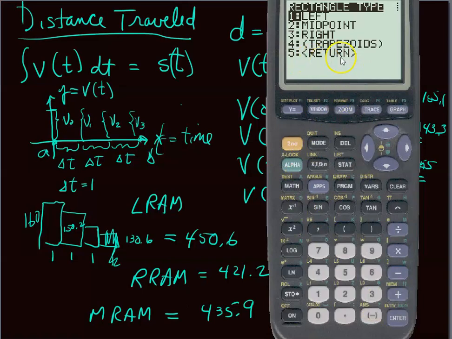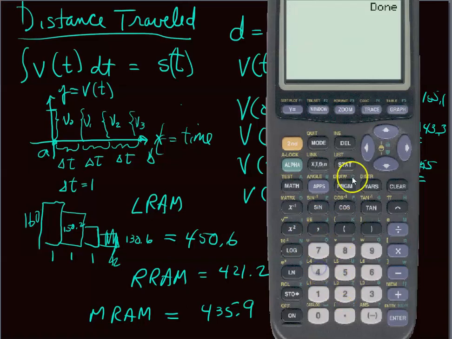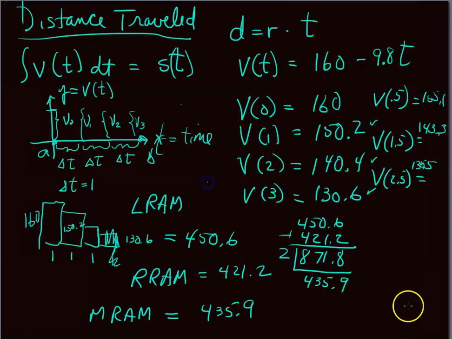Anyway, return is number 5. And then quit is number 4. So you can use the calculator to help you with things like this. It can help you catch some errors. If I would have done it wrong, it would have caught some errors, forced me to look back at this and see where I made the mistake.